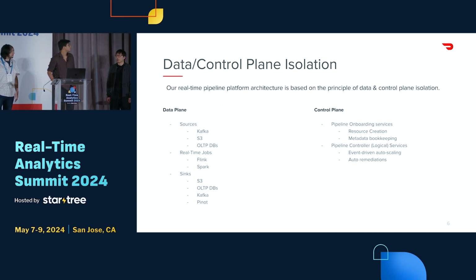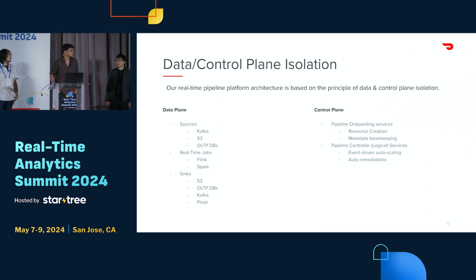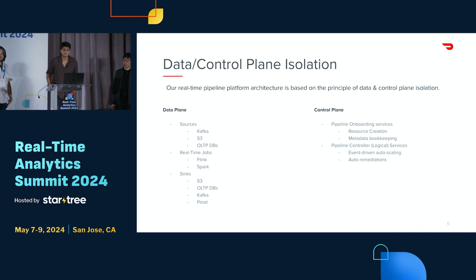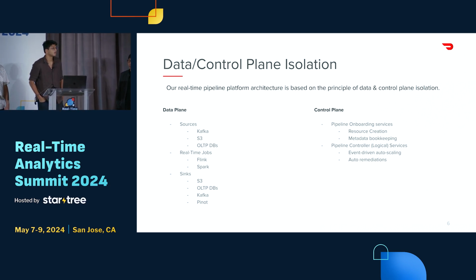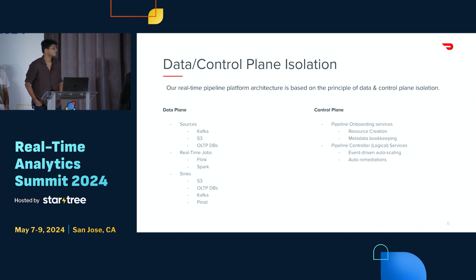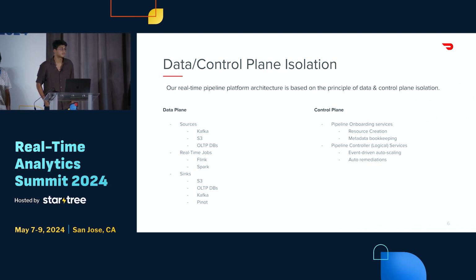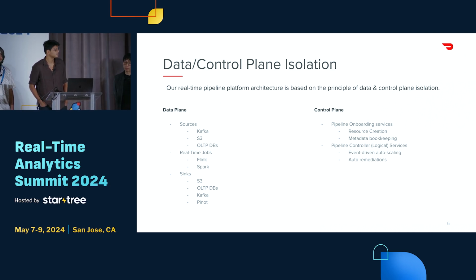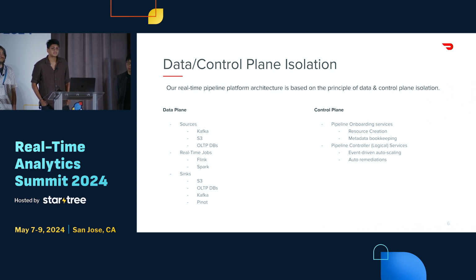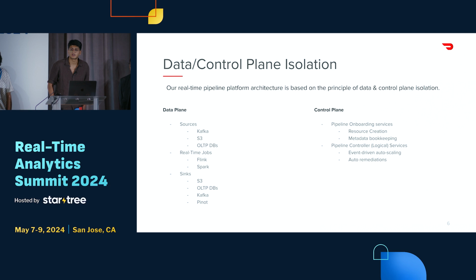So now, to dive into depth here, we have data plane and we have control plane. Our data plane is the pipelines themselves, right? It is a movement of data from source to processing, and we write it to the sinks. And our control plane has two components. So we have an onboarding, and we have the controller.